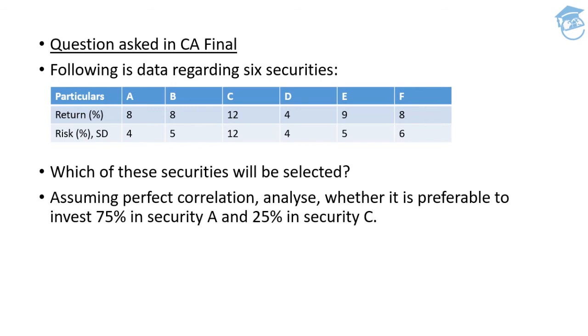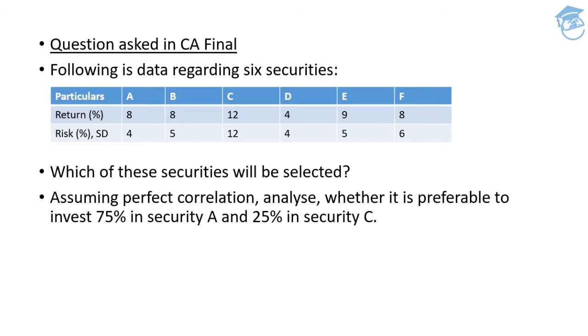So technically speaking, I am bearing 7% risk here in this case, and I'm getting a return of 9%. But you can see, guys, there is a security with the name of E. E is providing me 9% return for merely 5% risk.